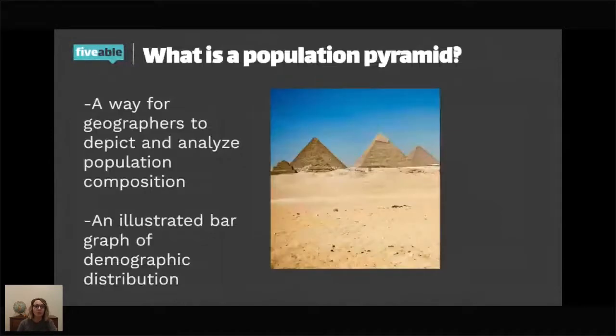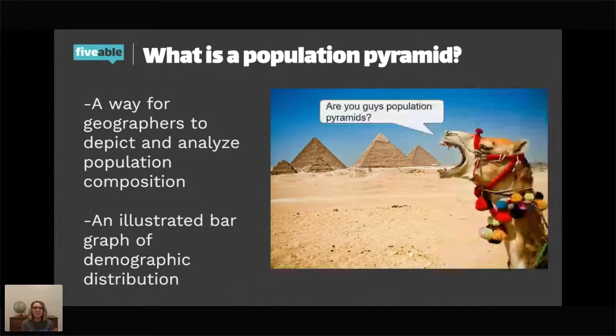So what is a population pyramid? Fancy way of saying it, it's a way for geographers to depict and analyze population composition. Really all it is just a bar graph that shows us population composition. And since you haven't started population yet, you've only done migration, population composition is just the makeup of your population. So the main two statistics you get from that usually are gender and age. And that's what population pyramids tell us. But they tell us so much more, which is great.